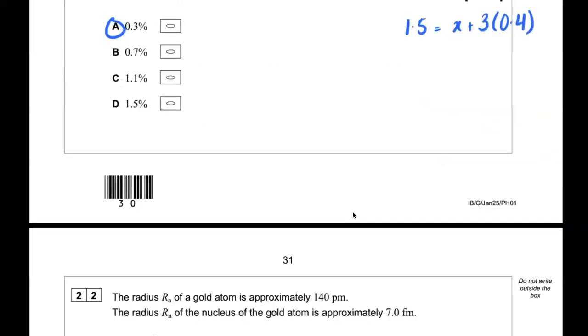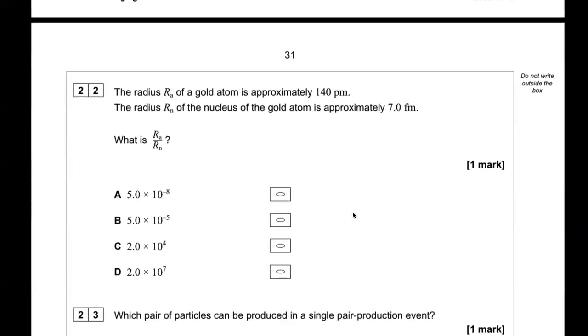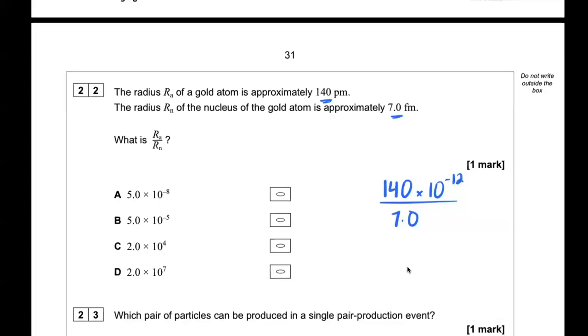So these are all technical questions. Radius Ra of a gold atom is approximately 140 picometers. The radius Rn of the gold nucleus is approximately 7 femtometers, and you need the ratio of Ra over Rn. So Ra, 140 pico, is 10 to the negative 12, and 7 femtometers is 10 to the negative 15. So when you do this, this turns out to be C.